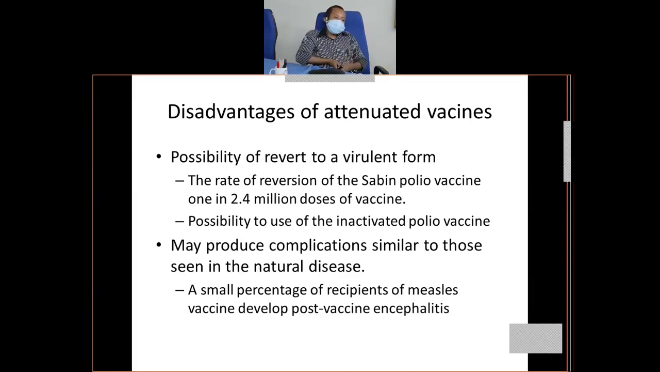And sometimes, with some vaccines, especially measles, if you give this live attenuated vaccine to a particular individual, symptoms can develop that are similar to those of the natural virus. If you give the measles vaccine, sometimes the measles vaccine itself causes encephalopathy. So the disadvantage is that sometimes the attenuated virus can mutate to the natural virus, and sometimes the injection of the live attenuated vaccine can produce symptoms natural to the particular pathogen, like the measles vaccine. The same vaccine can also produce post-vaccine encephalitis.